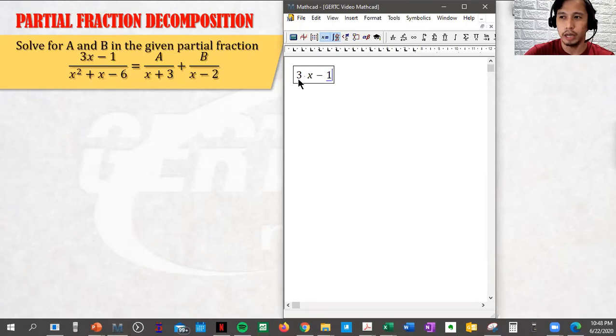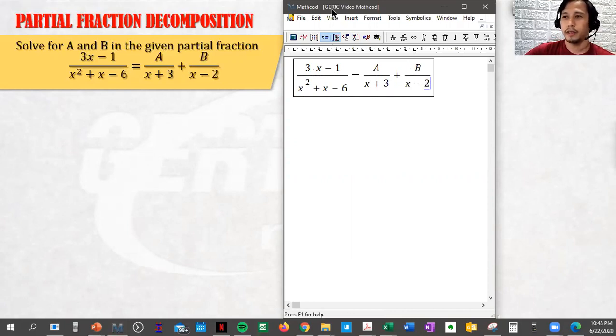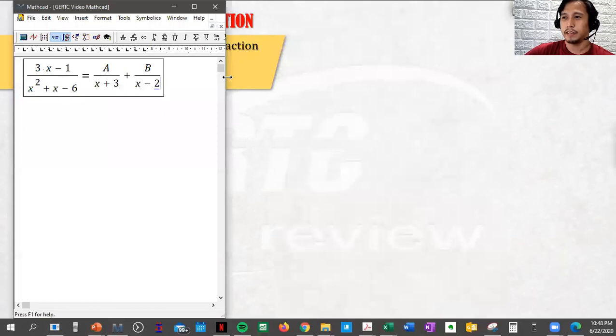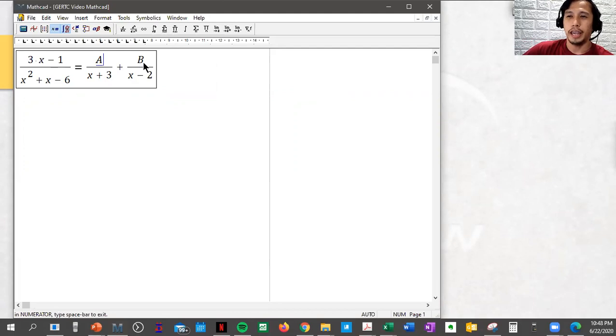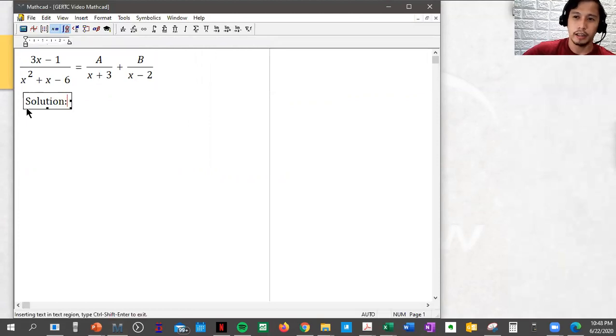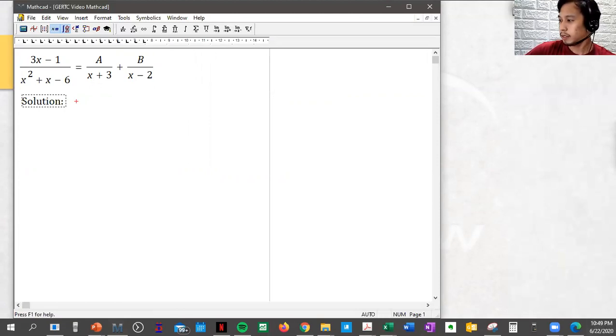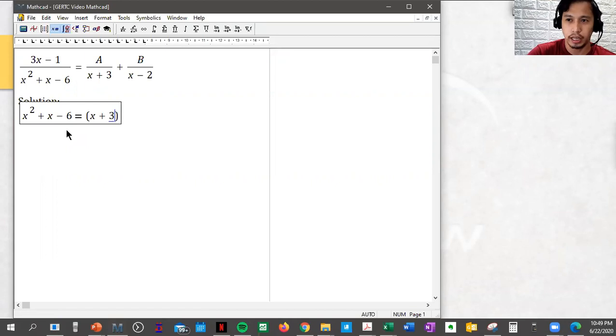So, 3x minus 1 over x squared plus x minus 6, and that is equal to A over x plus 3 plus B over x minus 2. Okay. So, anong una natin gagawin dito? Well, ganito yan. For us to solve for A and B, we have to multiply both sides by the LCM of these denominators, least common multiple. And that is, of course, this. Okay? Multiply both sides. No? Solution tayo. Multiply both sides by x squared plus x minus 6 or x plus 3 times x minus 2. Yan yung i-multiply natin sa both sides of this equation.